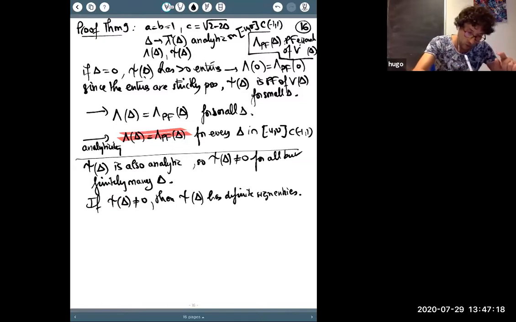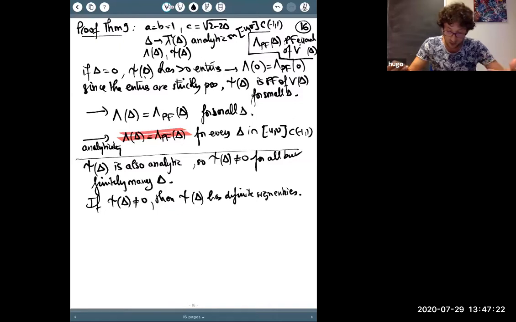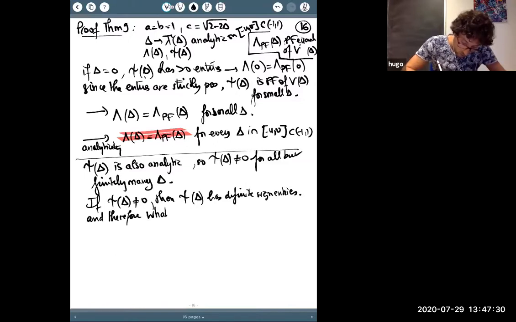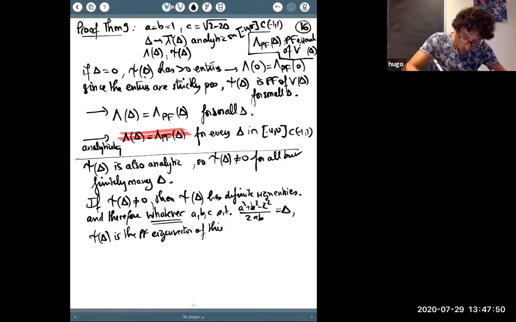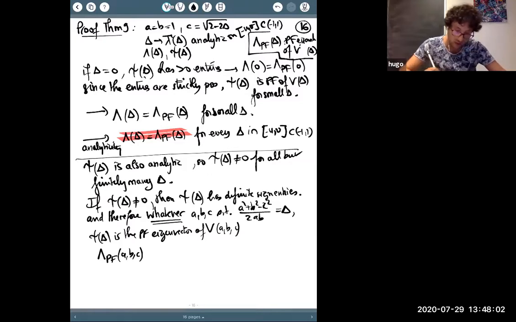But if I want to go a little bit farther, so if psi of delta is non-zero, then psi of delta has definite sign entries, and therefore, whatever A, B, and C, such that A squared plus B squared minus C squared over 2AB is equal to delta, psi of delta is the Perron-Frobenius eigenvector of the matrix VABC. So this, in addition, tells you that lambda Perron-Frobenius of ABC, now not just of this weight A equal B equal 1 and C given by square root of 2 minus 2 delta, whatever the weight ABC, the Perron-Frobenius is going to be given by the beta ansatz.